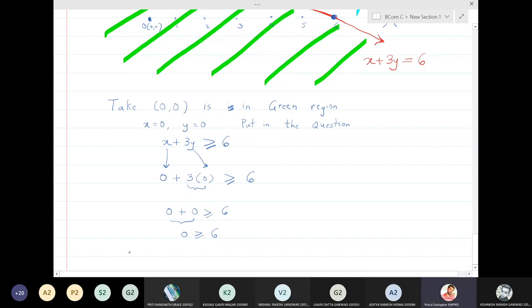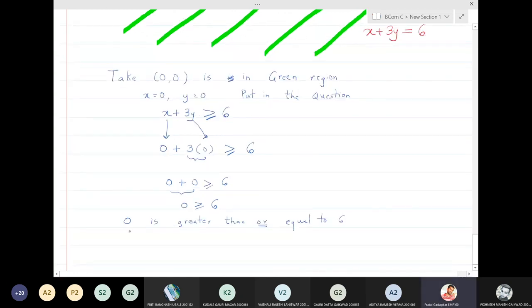Ask yourself, is 0 greater than or equal to 6? Is this line correct? There are two options, either this or this. If any one is correct, then the answer is correct. So is 0 greater than 6? It is not equal to 6, but it is greater than 6. So the above thing is correct. I'm sorry. Is 0 greater than or equal to 6?